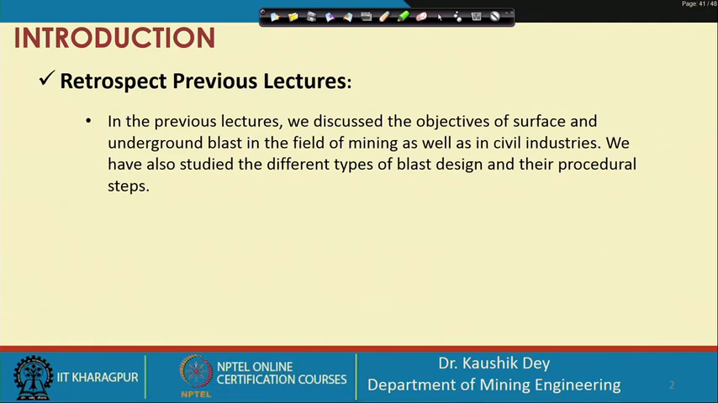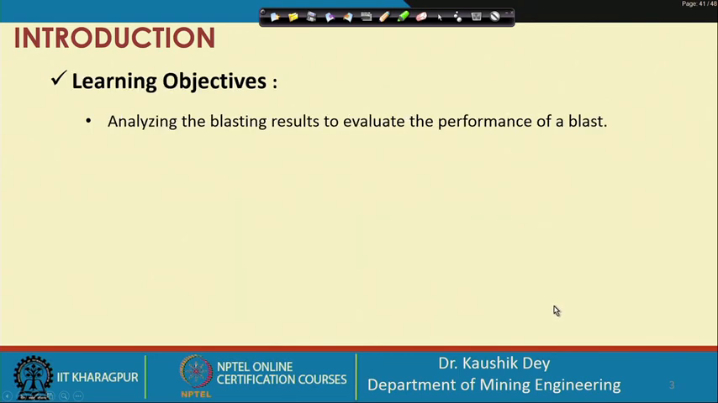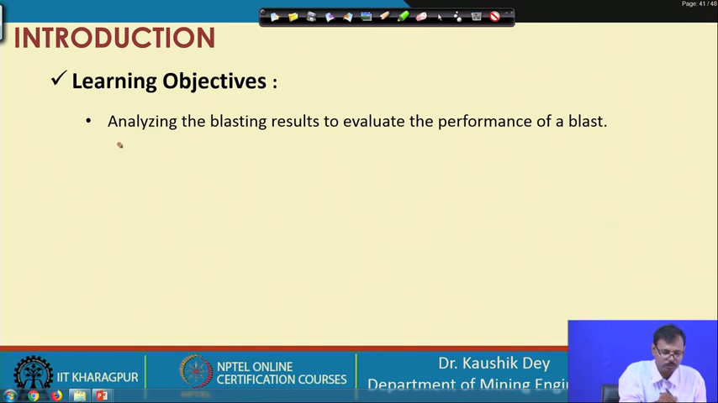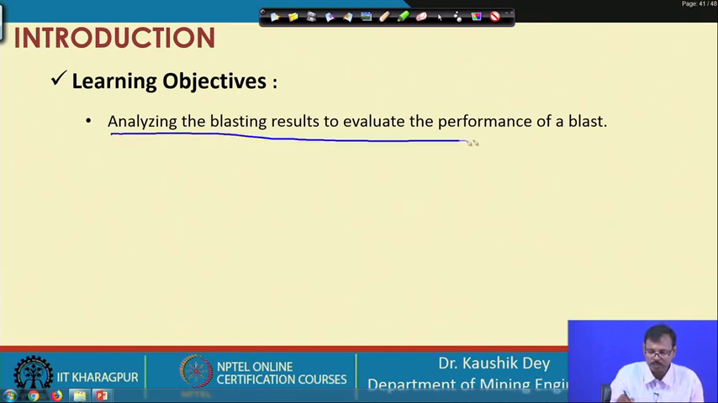So, the important part is that the result is essentially required, for which the blasting is being carried out. So, the blasting result is very important. In fact, the objective of our present lecture, which will continue in the next few classes also, is basically to analyze the blasting results, so that we can evaluate the performance of a blast.